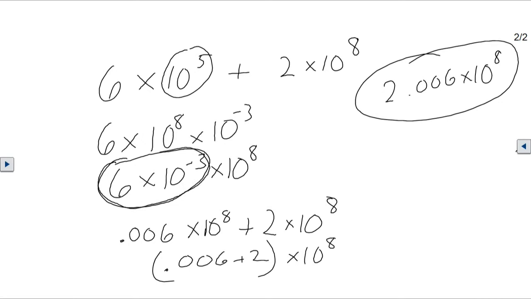Okay, took this front part again and rewrote that. In this case, it is 0.006. And then once I have 10 to the 8th and 10 to the 8th, I can add my fronts together to get my number in scientific notation.